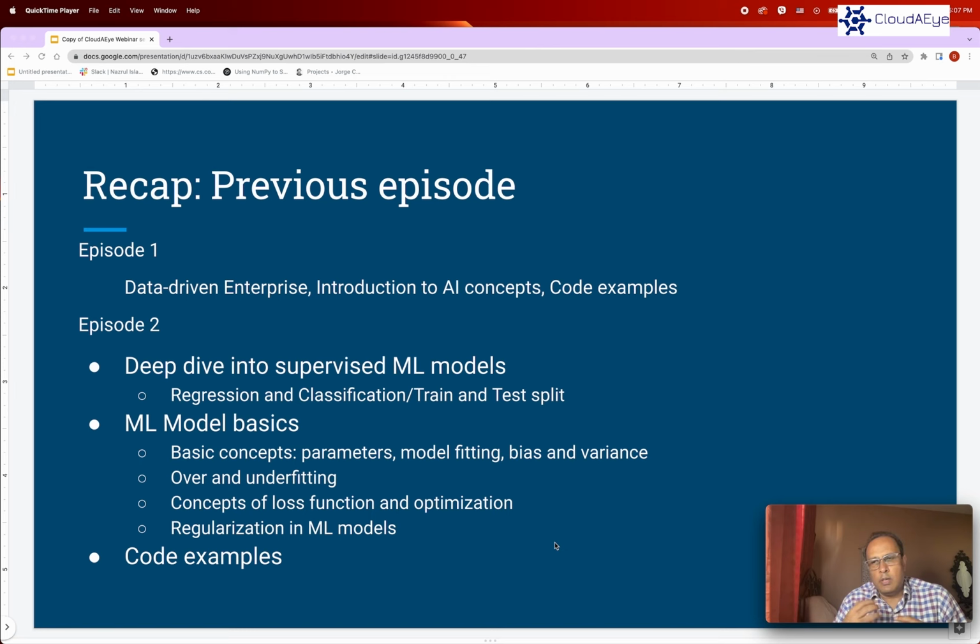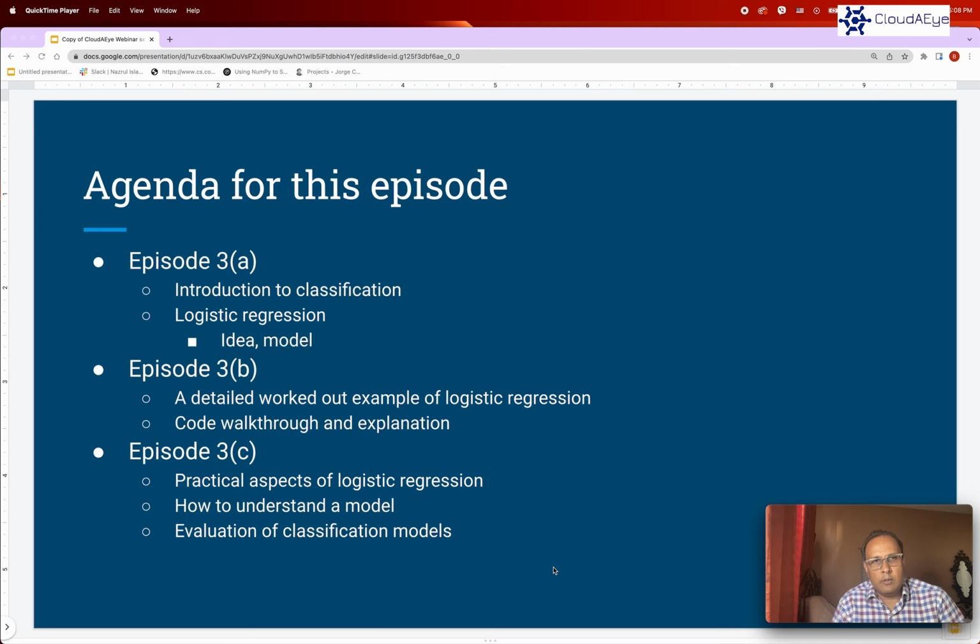And we also talked about some of the model fitting concepts that we all should be careful about, namely the bias and variance and overfitting of the models. Okay, and then we also looked into some ideas of how we can define a loss function, and how can we use regularization to check the overfitting of the models. And then we also looked into some coding examples for a detailed linear regression model.